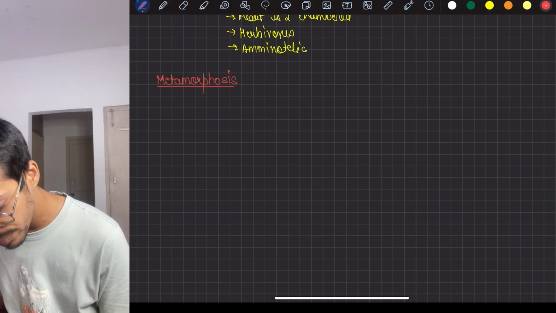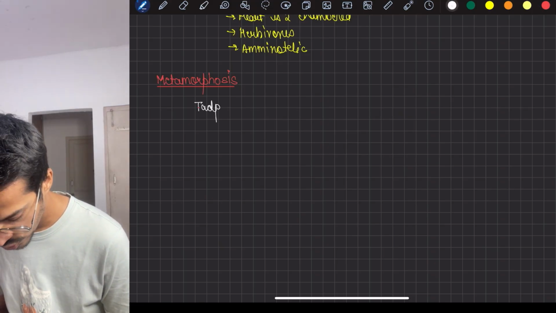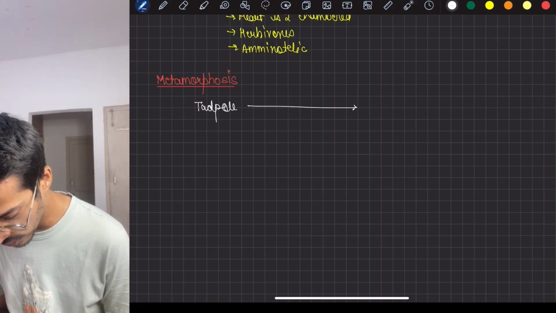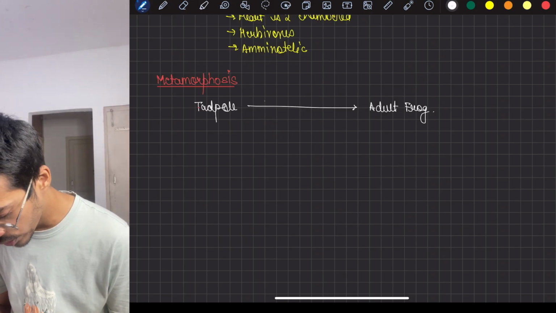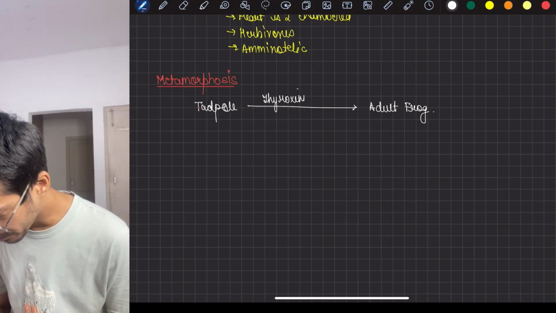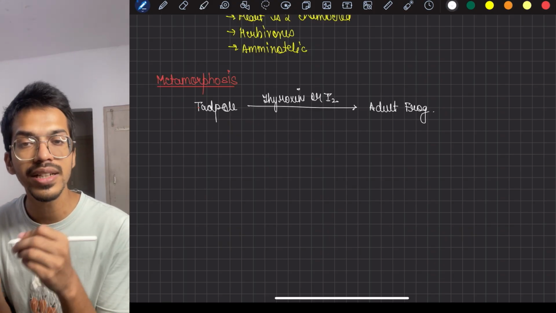So that is how the tadpole changes into the adult frog. Metamorphosis is a change in its form, a drastic change. And who will do it? Thyroxine, the iodine form, which will be released by the thyroid gland of the tadpole.